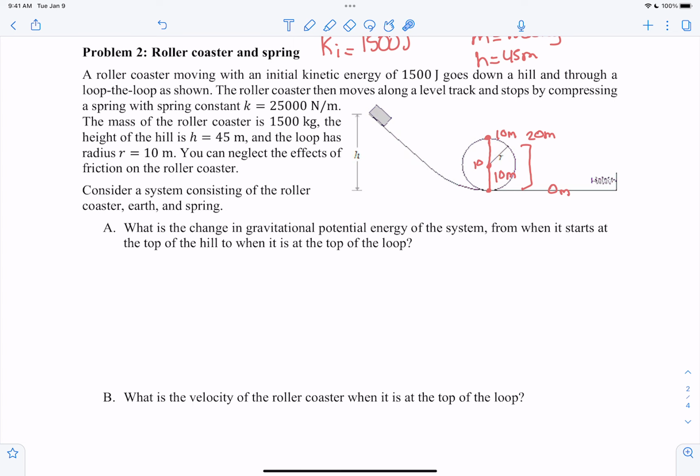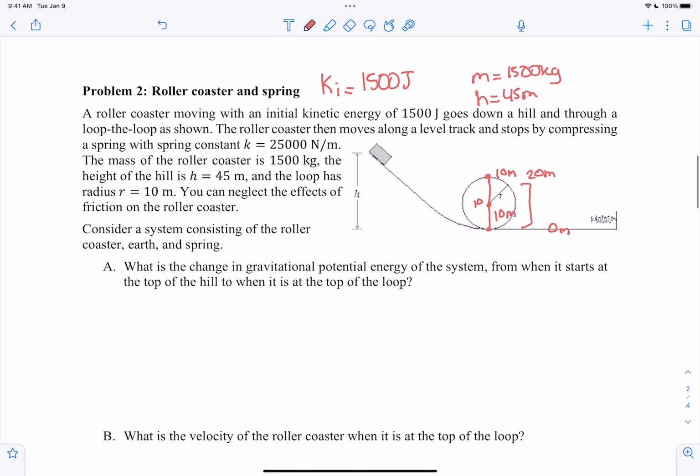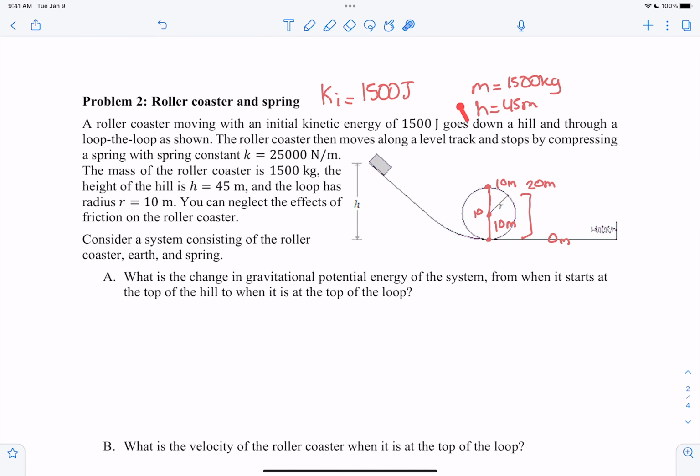But it also says we can neglect the effects of friction on the roller coaster. That's great, so we don't have to calculate any friction. No friction is factoring in or doing any work externally on the system. So we have information about kinetic energy, and we can get information about potential energy at the top here. The idea now is that we have to recognize that there's no friction.